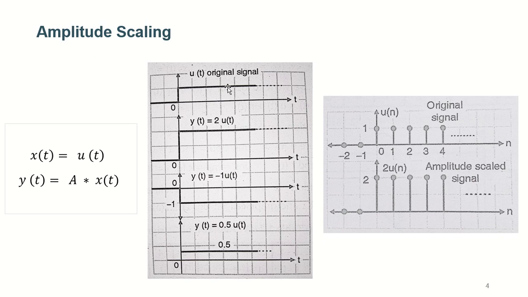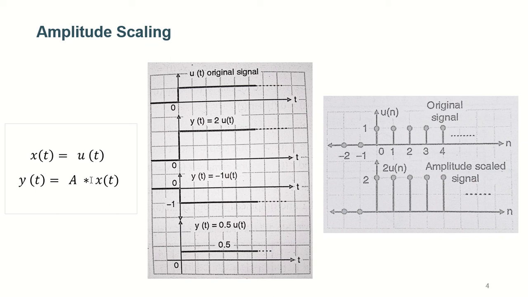In the first image you can see my original signal x of t is equal to u of t, which is nothing but the unit step signal. From 0 onwards its value will be 1 continuously till infinity, and before 0 it holds the value 0. Okay, so for t equal to minus 1, u of t will be 0, for minus 2, u of t will be 0, right?